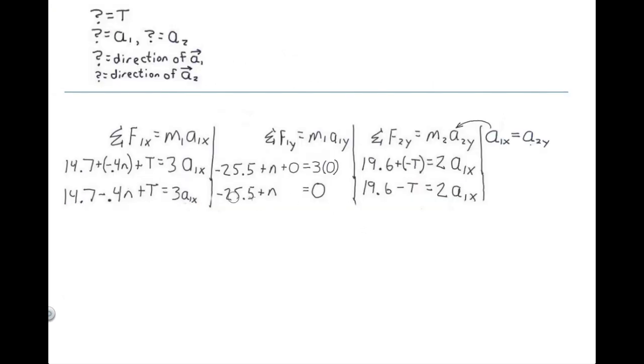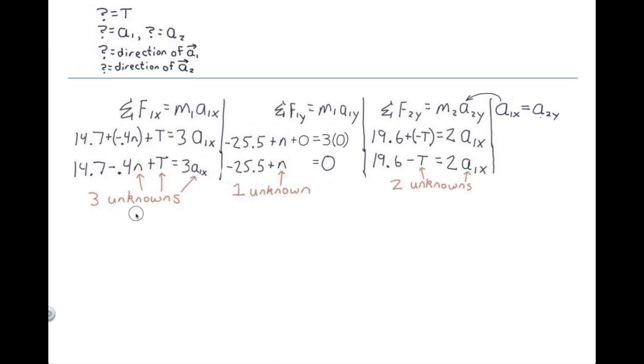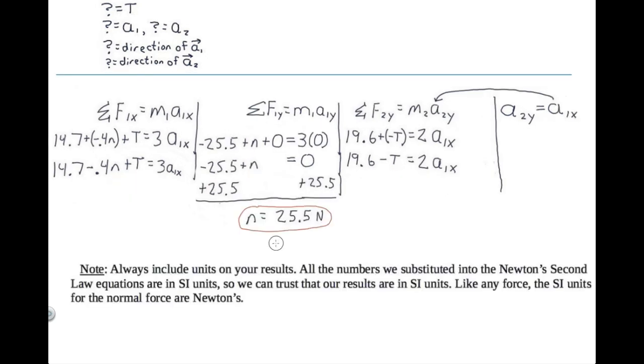Now we're ready to solve the Newton's second law equations. The Newton's second law x equation for mass 1 has 3 unknowns, and the Newton's second law y equation for mass 2 has 2 unknowns. So we postpone working with those equations. The Newton's second law y equation for mass 1 has only 1 unknown, so we begin by solving this equation for n. Our result is that n equals 25.5 newtons.